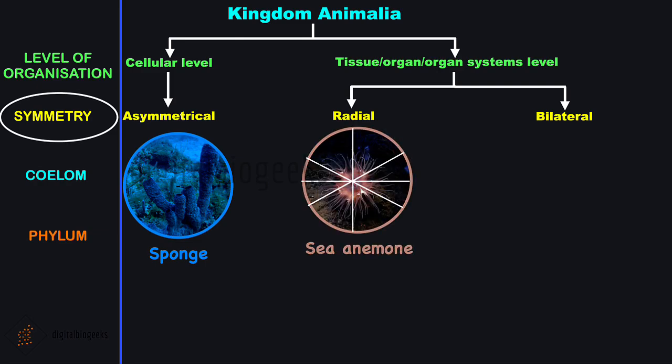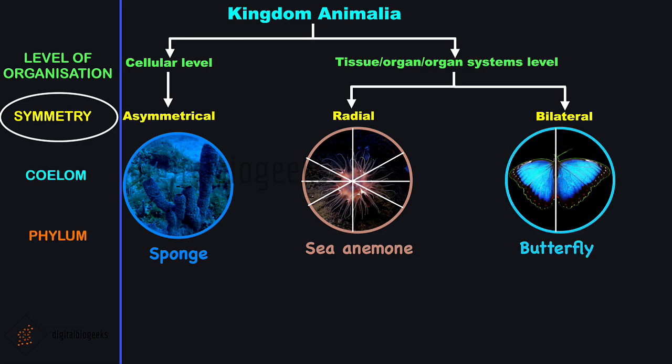In radial symmetry, an organism can be divided into equal halves by any plane that passes through its center. Animals that come under the phylum Coelenterata, like sea anemone, have this kind of symmetry. Similarly, comb jellies coming under the phylum Ctenophora also have the same radial symmetry.